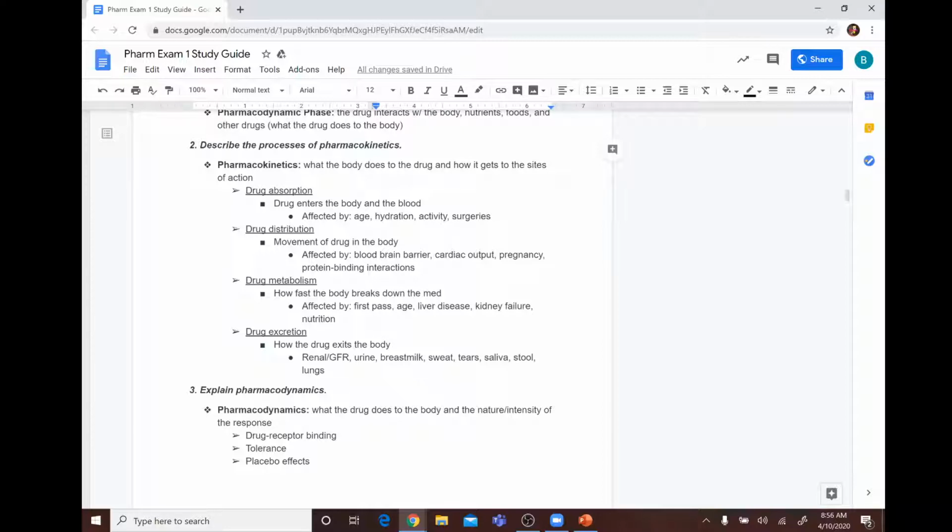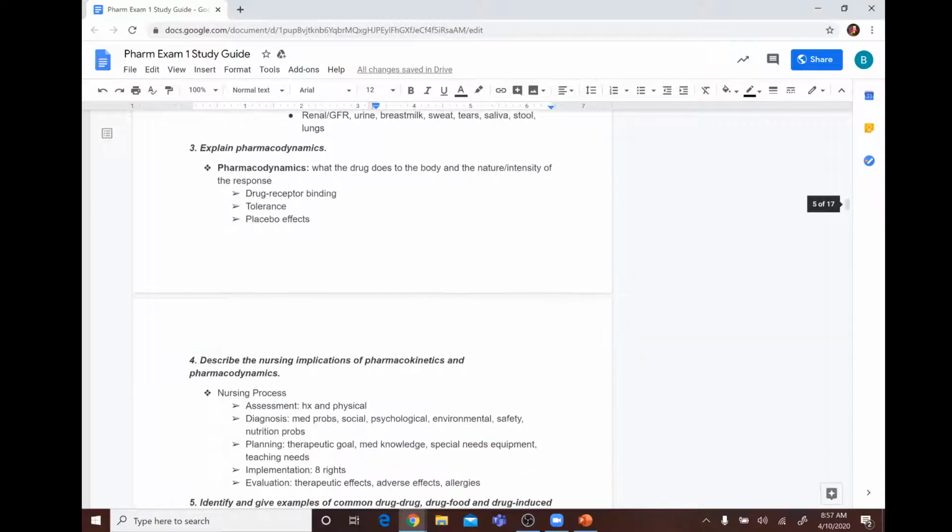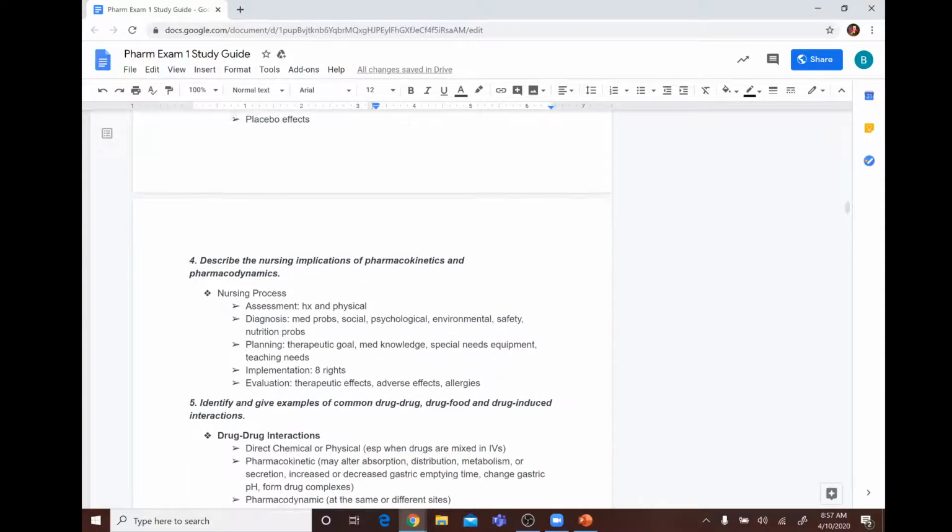What is drug metabolism? How fast the body breaks down the drug. What is drug metabolism affected by? First pass effect, age, liver disease, kidney failure, and nutrition. What is drug excretion? How the drug exits the body, such as the renal system, GFR, urine, breast milk, sweat, tears, saliva, stool, and lungs. What does pharmacodynamics mean? What the drug does to the body and the nature and intensity of the response.